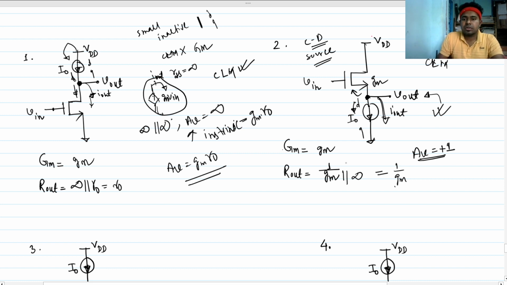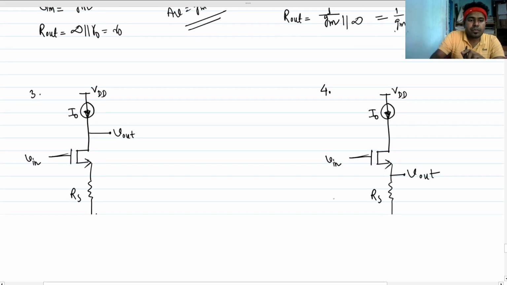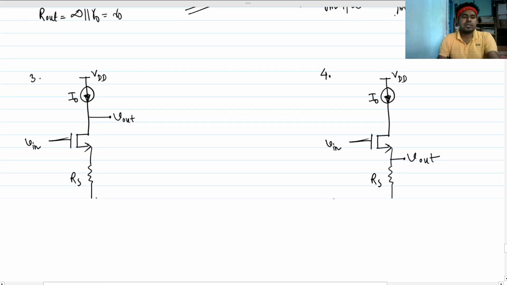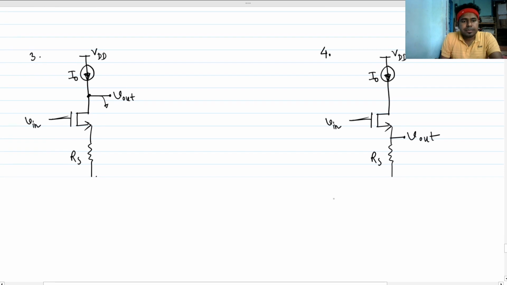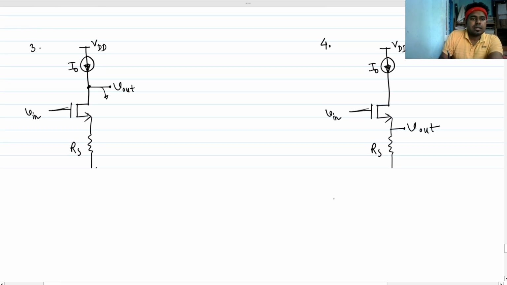Okay, now let's move to the third question. What will be the output impedance, like what will be the overall gm? We have to short circuit this to ground, and we have to find the overall gm, right? One minute. First we can see the R out.